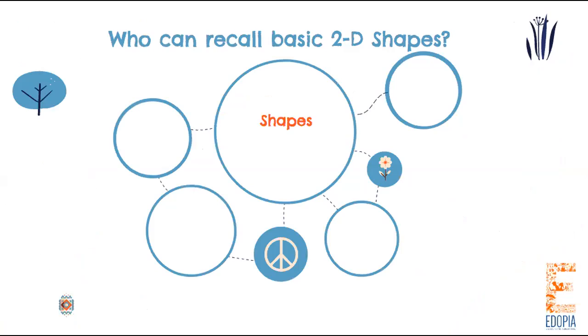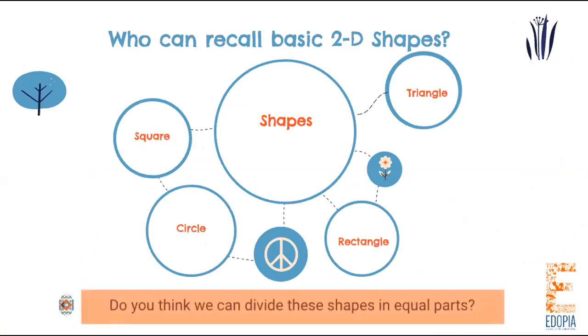Okay, so who remembers the shapes that we have learned about this year? Yes, we learned about square, circle, rectangle, triangle, and yes, oval as well. How could we forget oval? What happens to these shapes when we chop them off? Do you think we can divide them in equal parts?